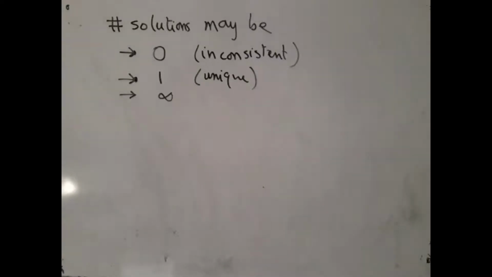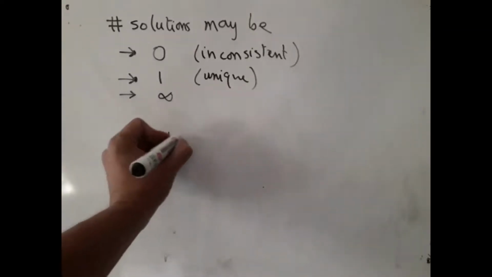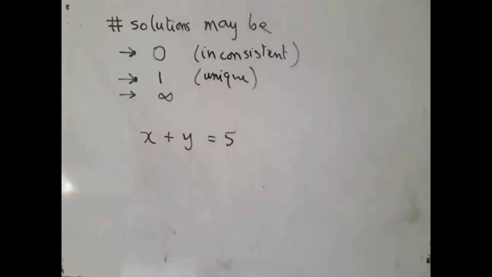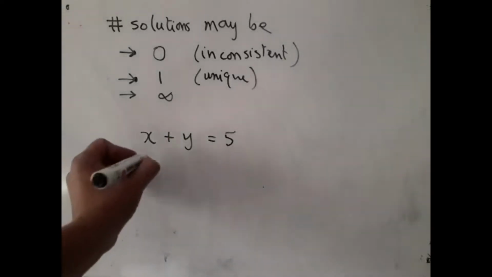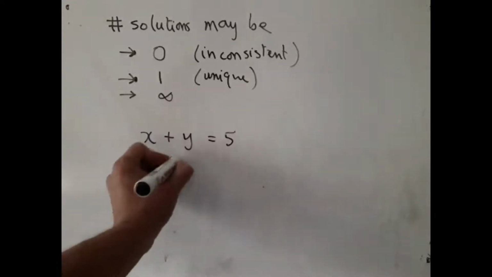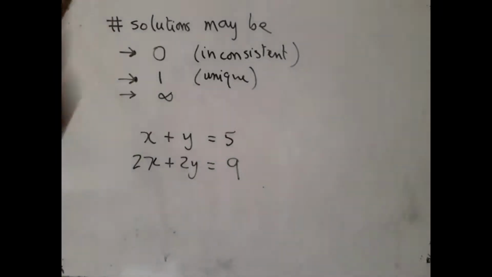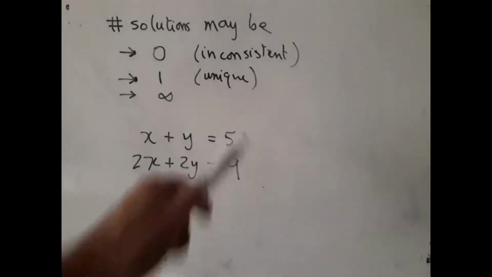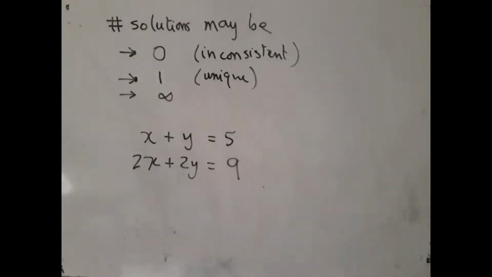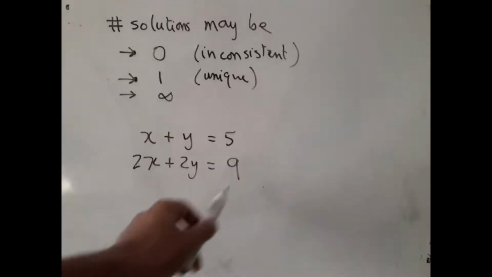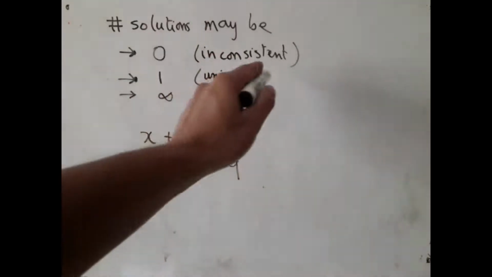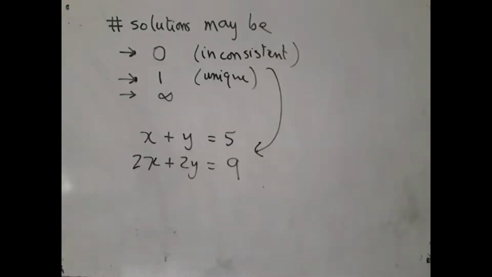So let me first give you an example each of all these systems. I will take absolutely simple examples. I will take x plus y is equal to 5. That is my first equation. And the second equation is 2x plus 2y is equal to 9. This is an example of an inconsistent system because if x plus y equals 5, 2x plus 2y has to be equal to 10. You can never get x and y satisfying both these cases.